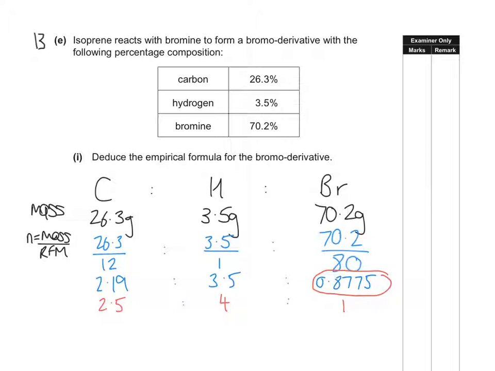Now you can see that they're still not in whole numbers, and think to yourself, how could I get this into whole numbers? And the only decimal we have is 2.5, and to get that into a whole number we would need to multiply by 2 because it's 2.5 essentially. So we need to not only multiply that by 2 but everything else, and so we get 5 to 8 to 2. So that means our formula is going to be C5H8Br2.